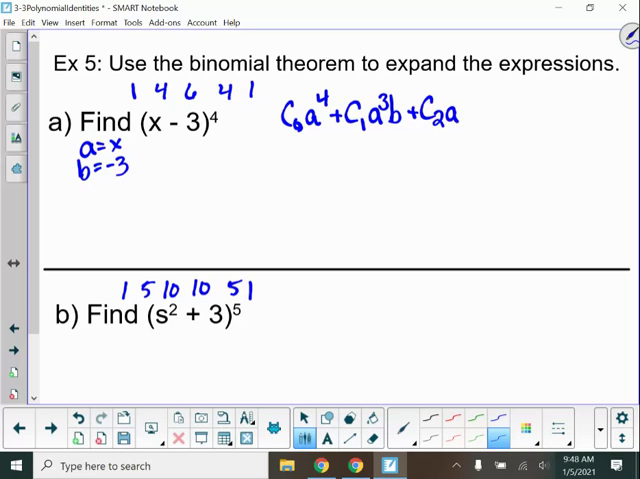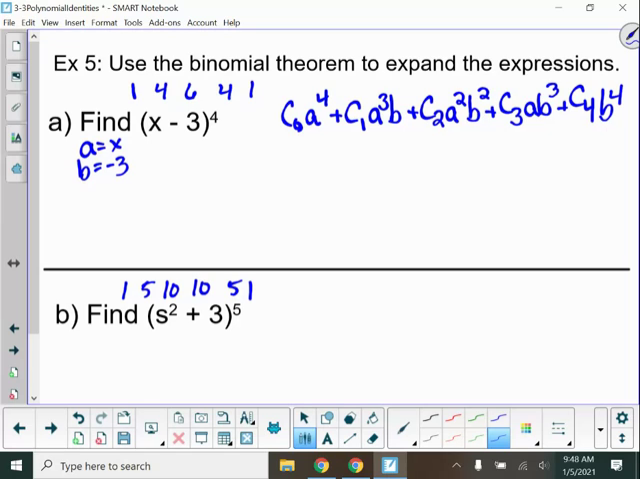Then my next coefficient, A goes down by 1, B goes up by 1. My next coefficient, A goes down by 1, B goes up by 1. And then my last coefficient, A goes down by 1 and is gone, and then B goes up by 1. And then I just plug in my A's, plug in my B's, plug in my C's. My C's are going to be whatever number.